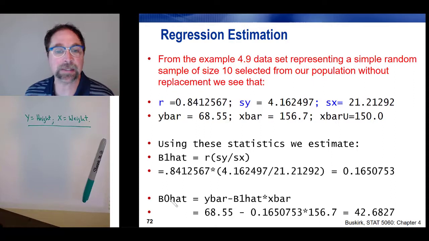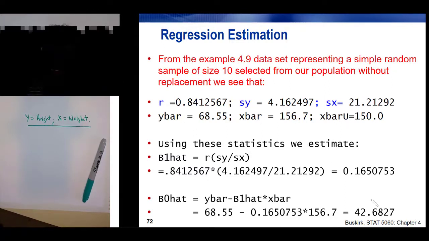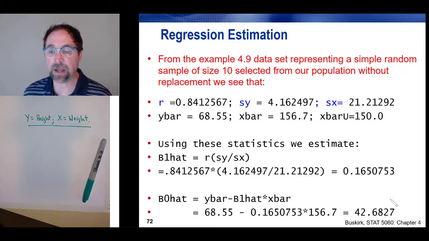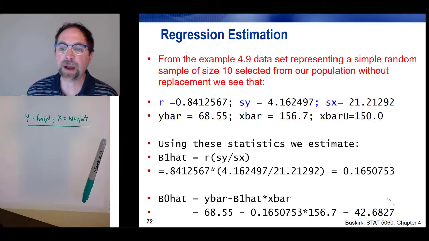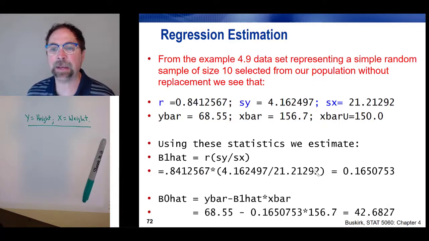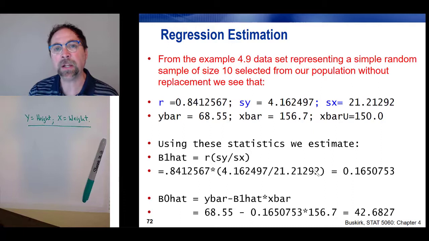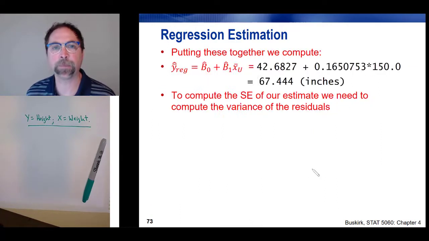The B0 hat proceeds similarly, where we take the y bar from the sample, which we've already said was 68.55. We subtract from it the B1 hat multiplied by the x bar from the sample, and that was 156.7. So if we add all these things together, we get 42.6827. So now our estimated line is 42.6827 plus 0.165 times x. That's the estimated regression equation that we're going to be using to generate the regression estimator.